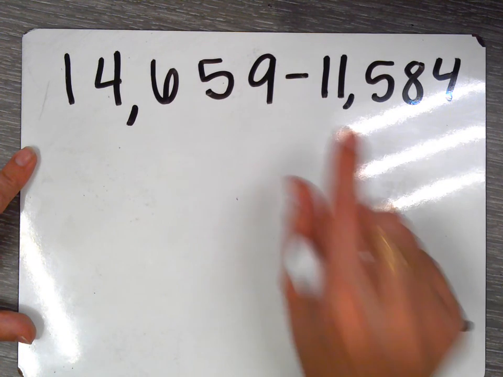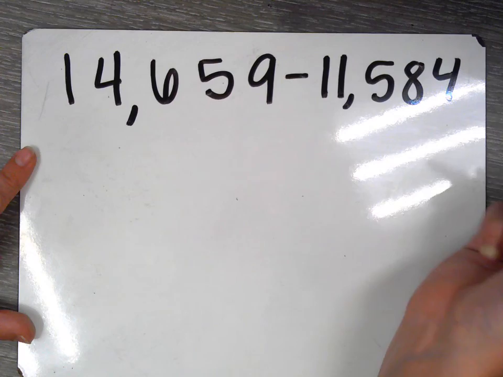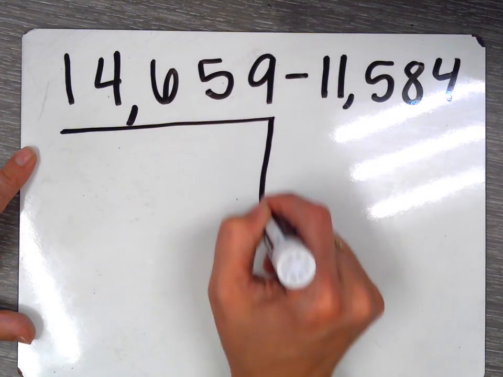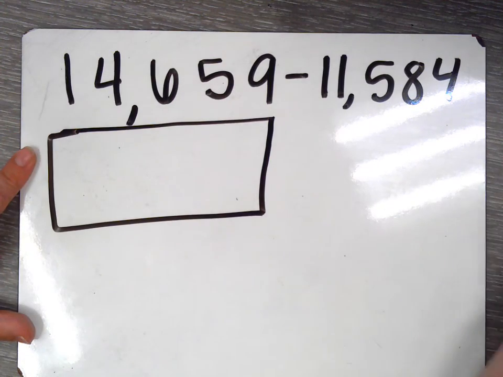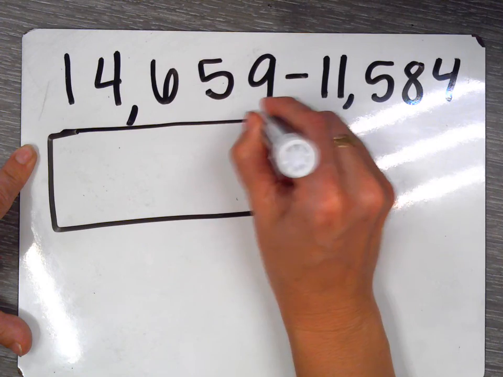11,584. I know you guys know how to subtract and how to borrow, but I like to do illustrations so I understand why we borrow and why we carry numbers and why we regroup. So what I'm going to do is take the larger number and model it out using my place value chart and kind of creating those dominoes. I'm actually going to make this a little bit bigger.